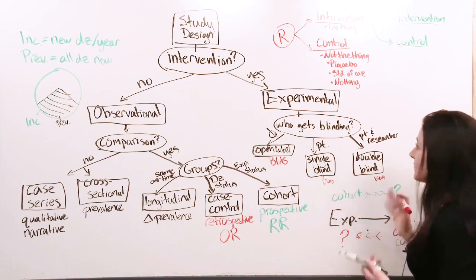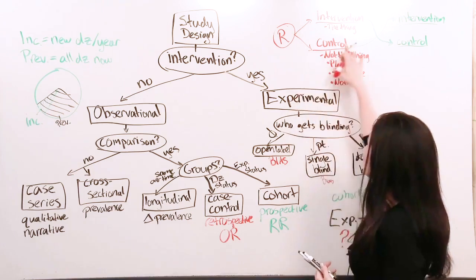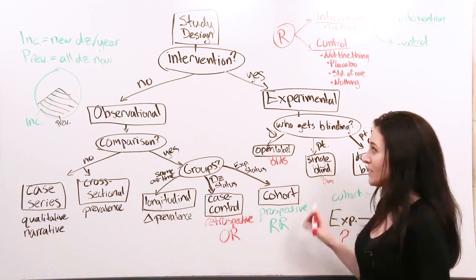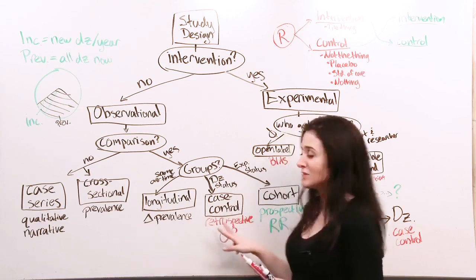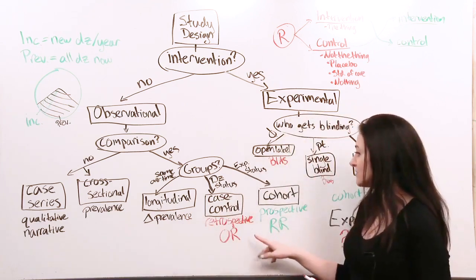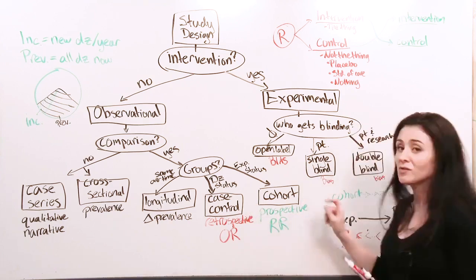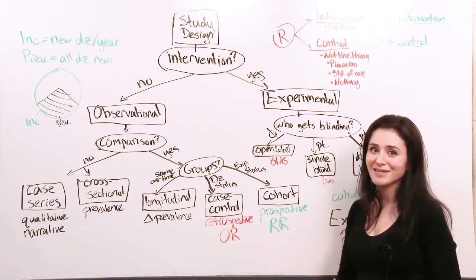So to review, bias is bad, and in experimental studies, we use control groups and randomization and blinding to minimize bias. Within observational studies, there are two important study designs that you need to be able to tell the difference between, and those are case control and cohort studies. Look out for my video on risk to learn more about these. And that is study design.